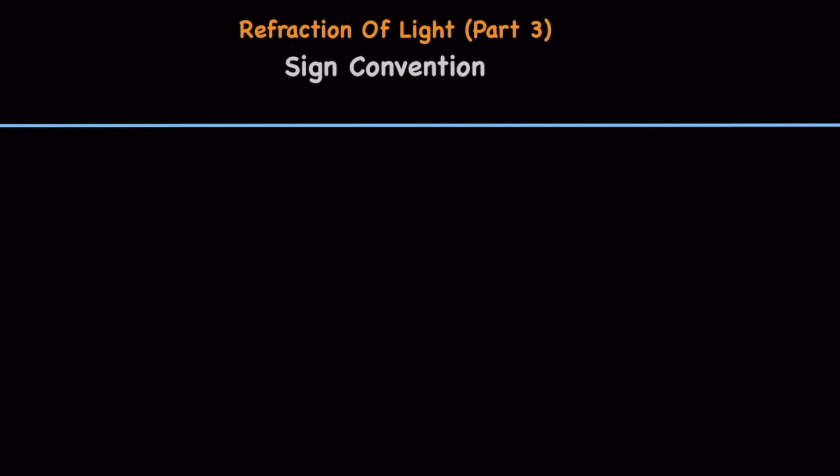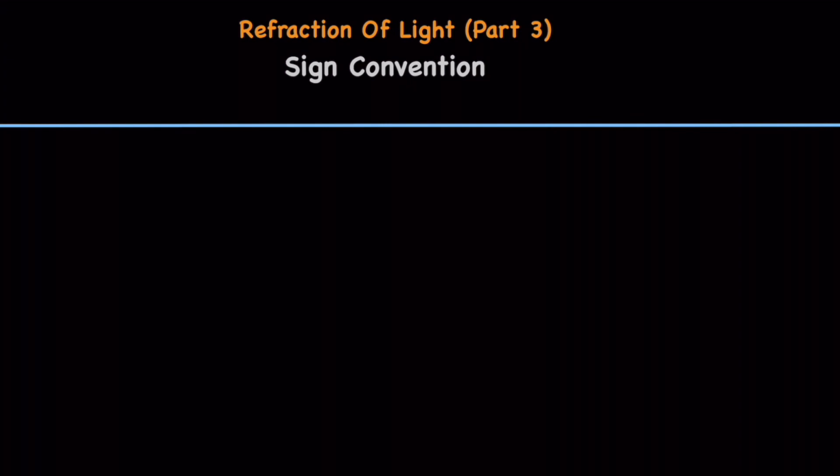So in the part 2 of the refraction of light, we completed image formation of a convex lens, where we saw how the images are formed in the convex lens. So you can check out the video for better understanding. So in convex lens, the rule for sign convention is similar as the concave lens.